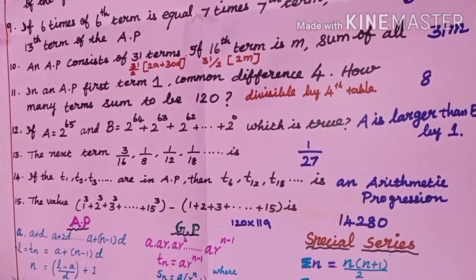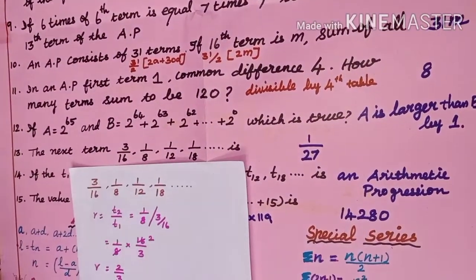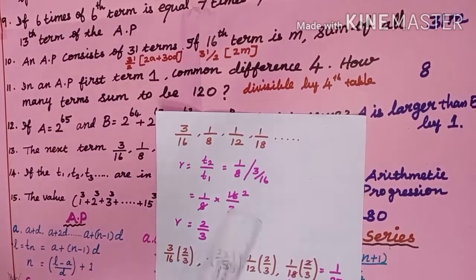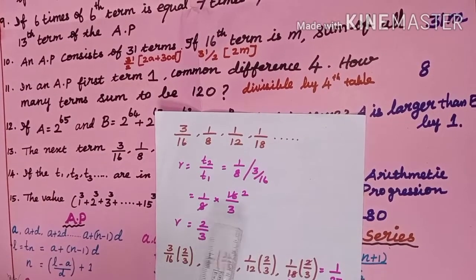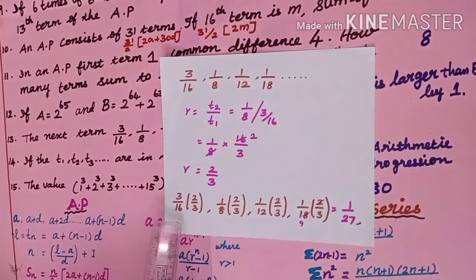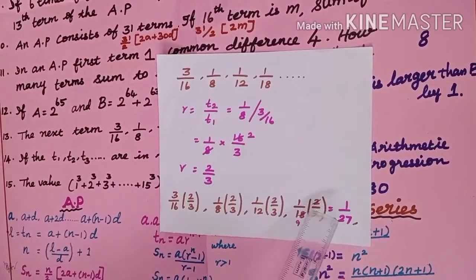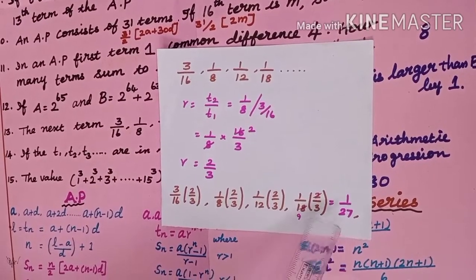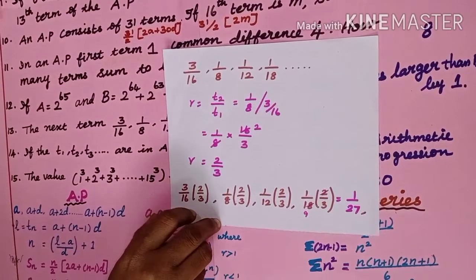13th sum, what is the next term? Find it. The terms given are 3 by 16, 1 by 8, 1 by 12, 1 by 18. The second term divided by the first term, this is a GP. Dividing, you get 2 by 3. So you multiply all the terms by 2 by 3. The next term is 1 by 18 into 2 by 3. The 2 cancels, 1 by 9 into 3, 27. 1 by 27 is your next term.